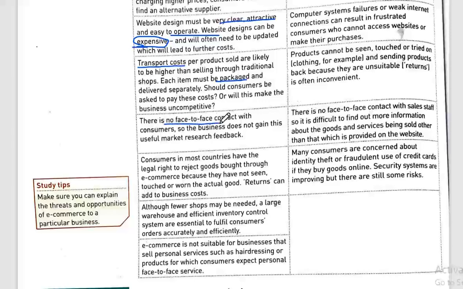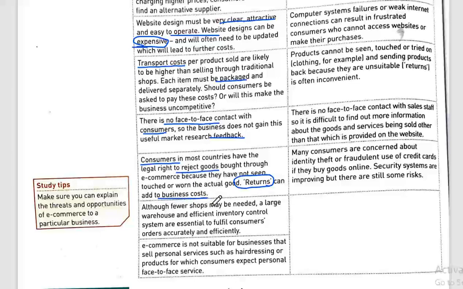There's no face-to-face interaction with the consumers whatsoever. So I can't get feedback because I can't see the customer. Consumers in most countries have the legal right to reject goods bought through e-commerce because they have not seen, touched, or worn the actual good. Returns can add to business cost. So sometimes the return policy can add to the business cost, and consumers have the right to reject the goods that they didn't like.